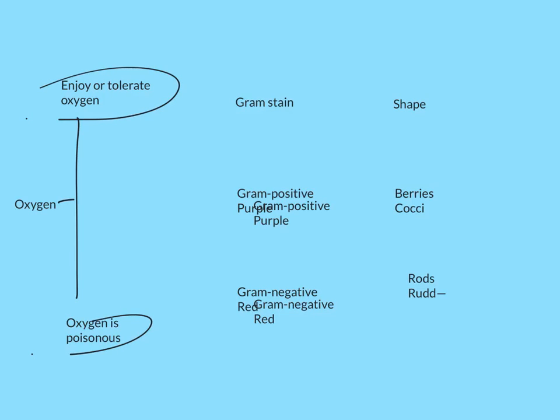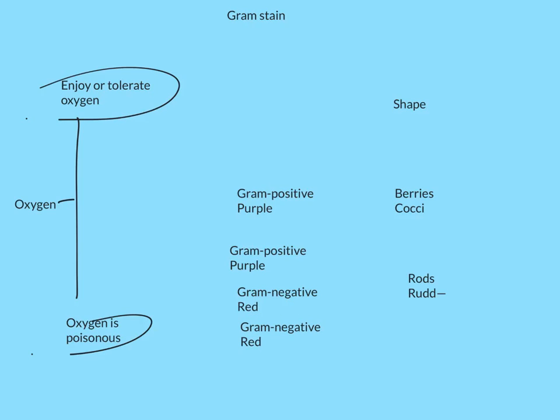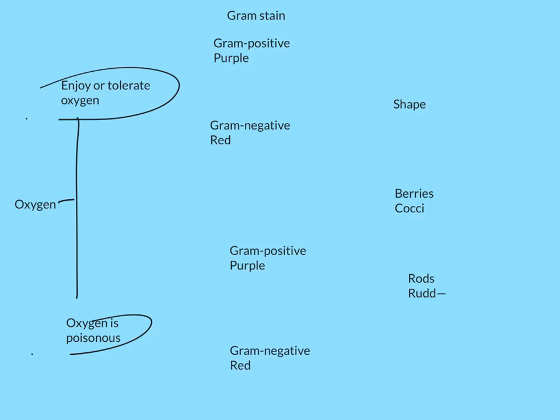Now let's break down the second structure in regards to gram stain. We're going to move that up over there. So if they enjoy or tolerate oxygen, they're either going to be gram positive or they're going to be gram negative. And the same applies to the group over here. If they're poisonous to them, they're either going to be gram negative or gram positive.